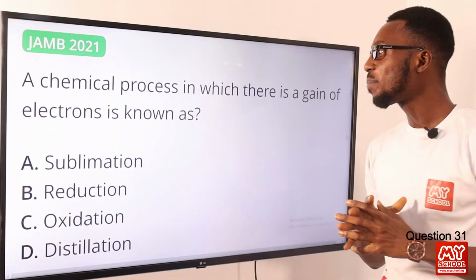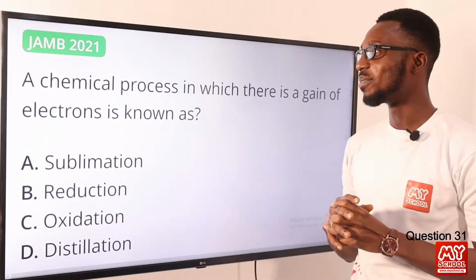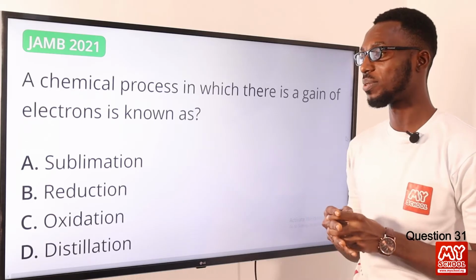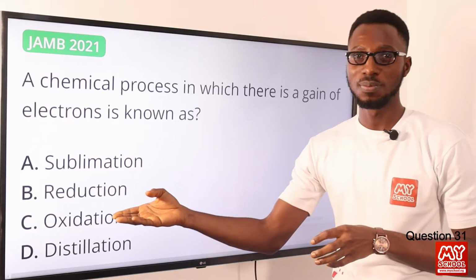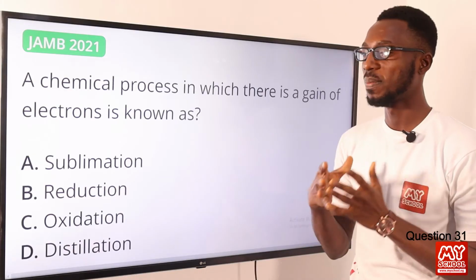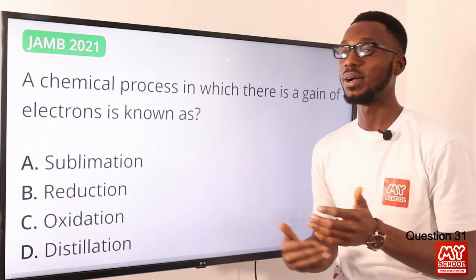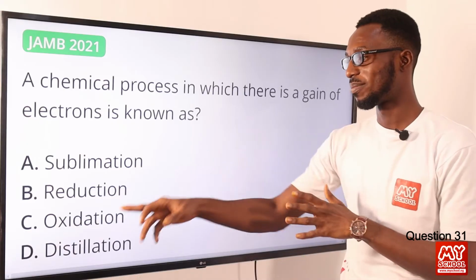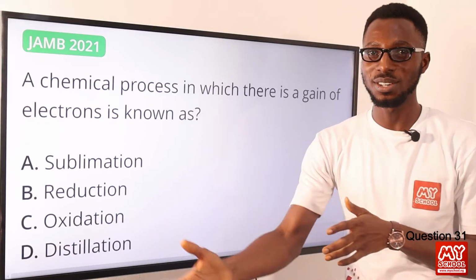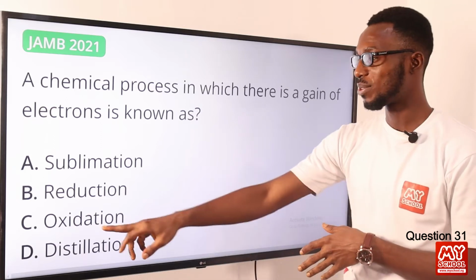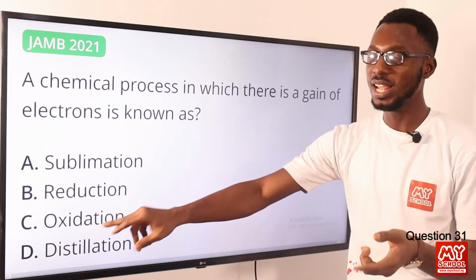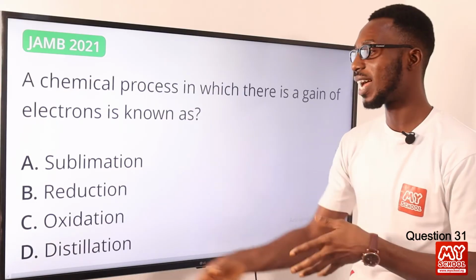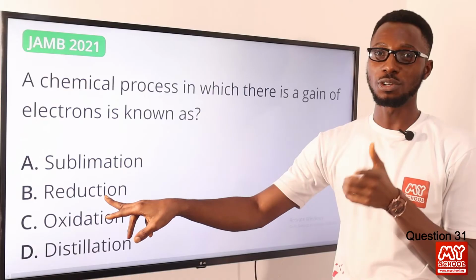31. A chemical process in which there is a gain of electron is known as what? Okay, that is reduction. All right, reduction is about electron gain. Oxidation is about electron loss. All right, so take note of this. Reducing agents are the ones that actually lose electrons, typically metals. So they are the ones involved in oxidation reactions. Then oxidizing agents are the ones that actually gain electrons, and they are involved in the reduction process.